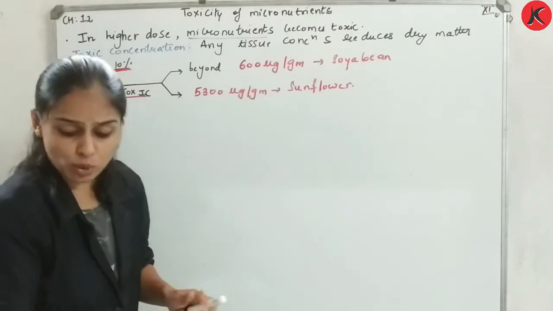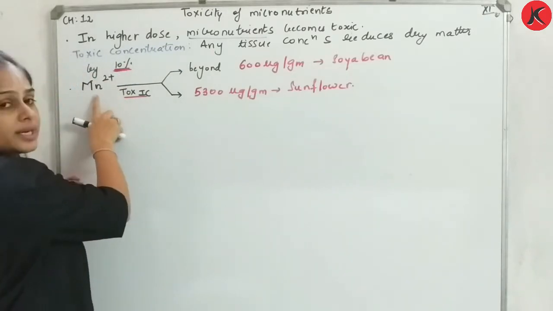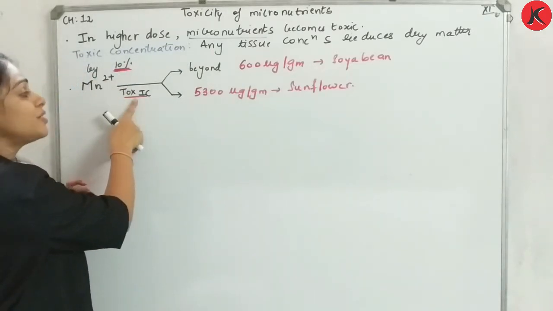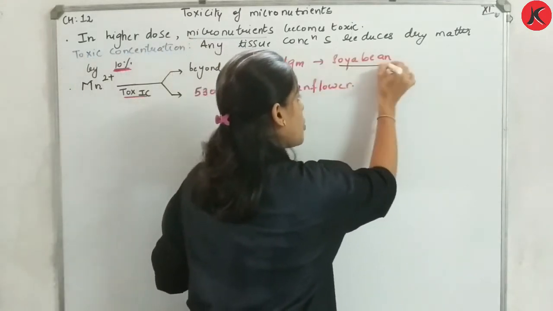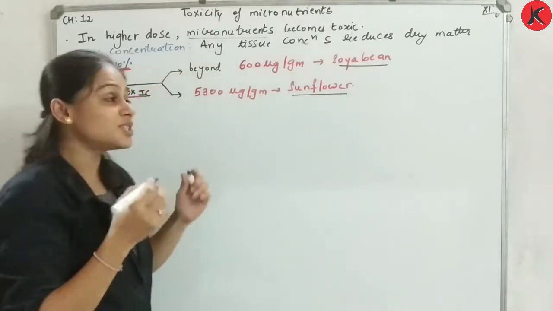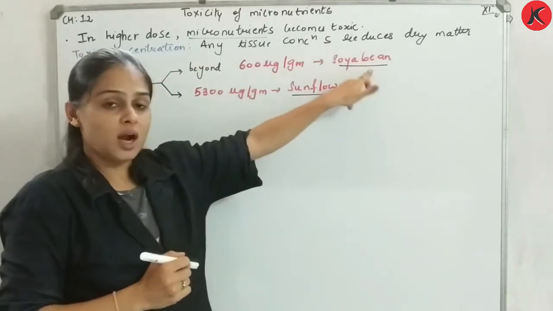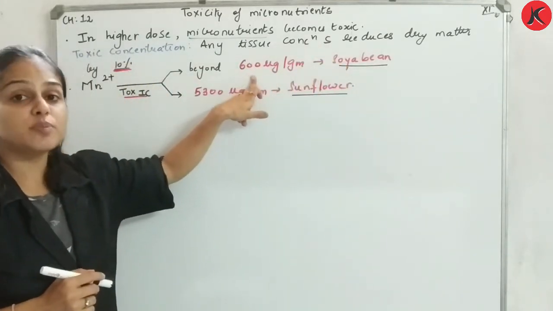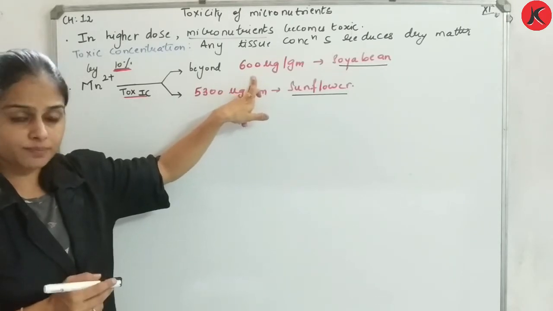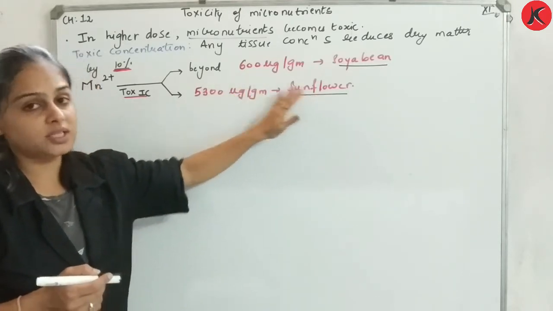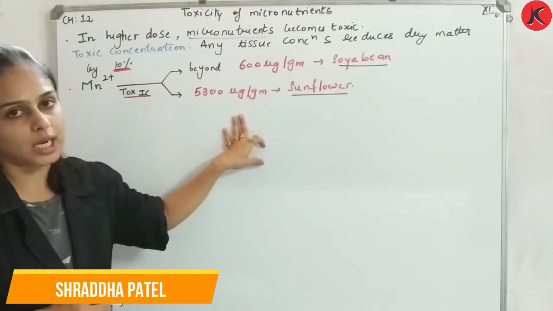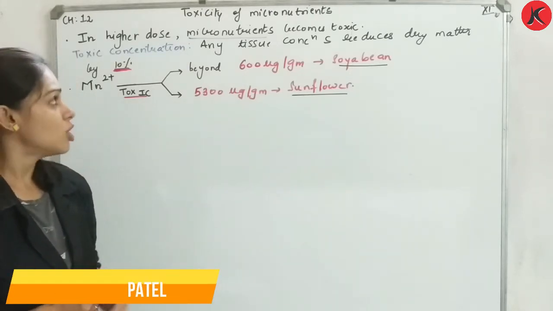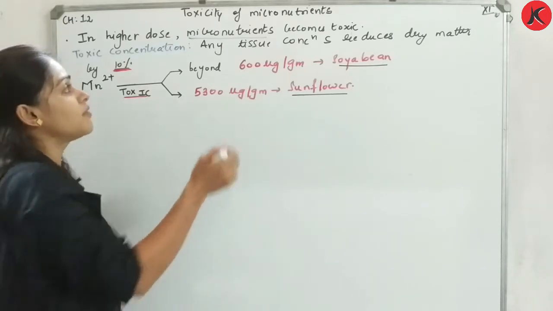मैंने आपको ये भी बोला that micronutrient है, right? उसका जो toxic concentration है, it varies from one plant to another plant. As you can see, for soybean, toxic concentration is beyond 600 microgram per gram, and for sunflower it is beyond 5300 microgram per gram. Am I clear? Yes. So I hope you got this point really very well.